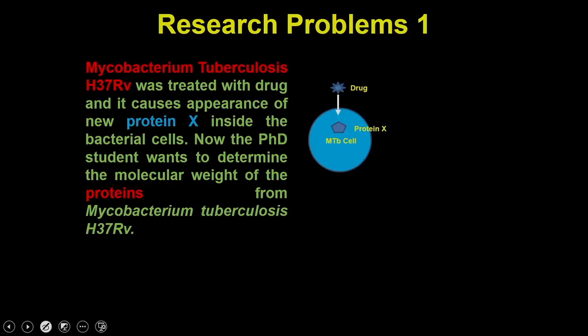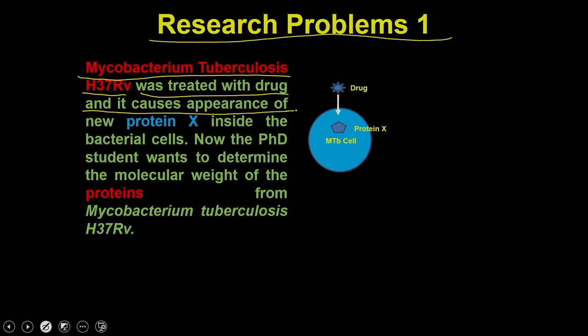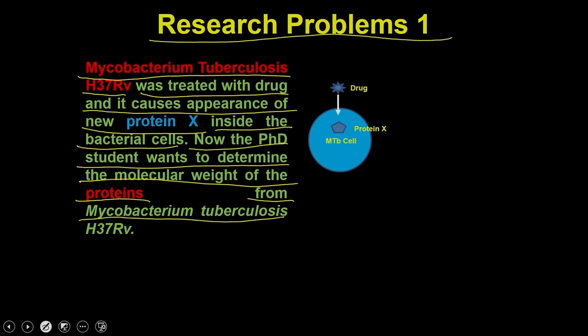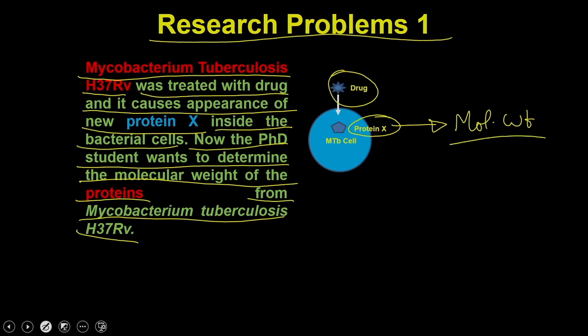So our research problem one is this: Mycobacterium tuberculosis H37Rv was treated with a drug and it causes the appearance of a new protein X inside the bacterial cell. Now the PhD student wants to determine the molecular weight of the protein, which means you are doing a treatment to the cell that specifically produces protein X, and what the student wants to know is the molecular weight of this particular protein.